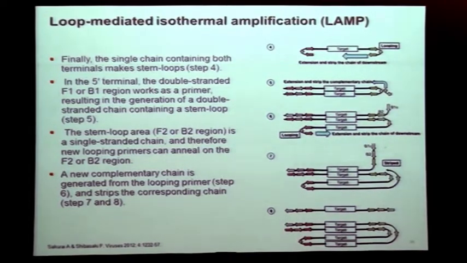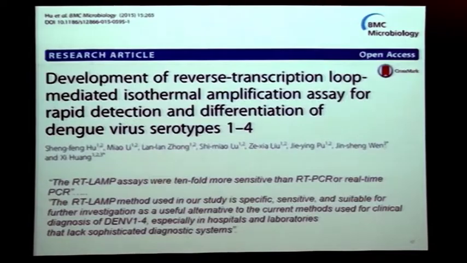Again, it doesn't require very expensive equipment and is now more and more used in the field. You have here a paper published in 2015 showing the LAMP application for diagnostic of dengue serotype 1 to 4. They claim in this paper that it was as sensitive as the real-time PCR at that time.